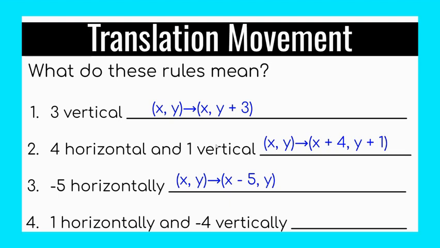1 horizontally and -4 vertically. Well, 1 horizontally means I must be adding 1 or moving right 1 in the X, and -4 vertically means I'm moving down 4 in the Y.